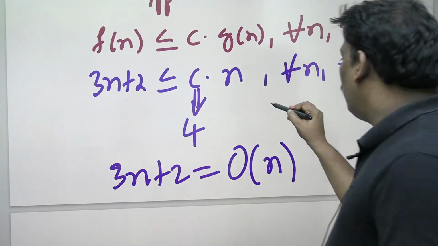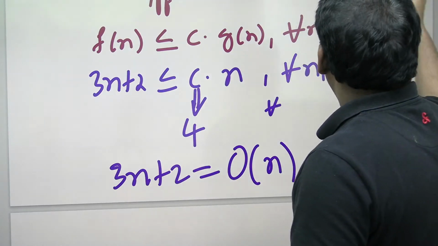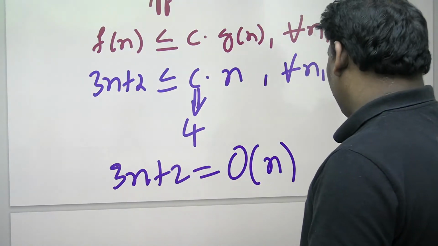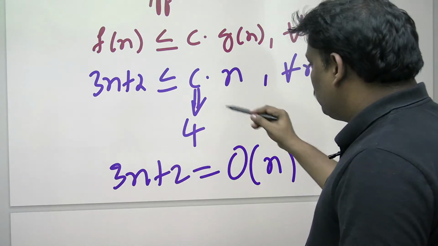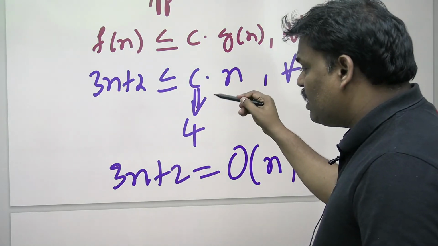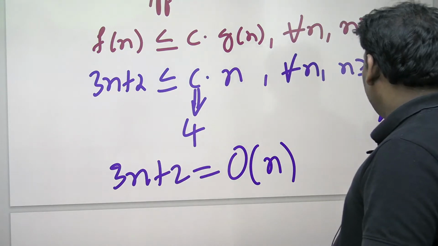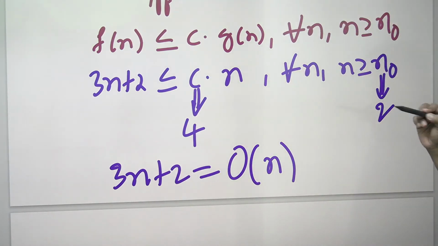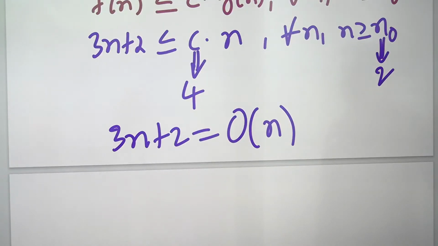Let me write now. For all n where n is greater than or equal to n0, such that there exist two constants, c greater than 0 and n0 greater than or equal to 1. I think 2 onwards working. I am able to satisfy the definition, so I can say 3n plus 2 is big O of n.